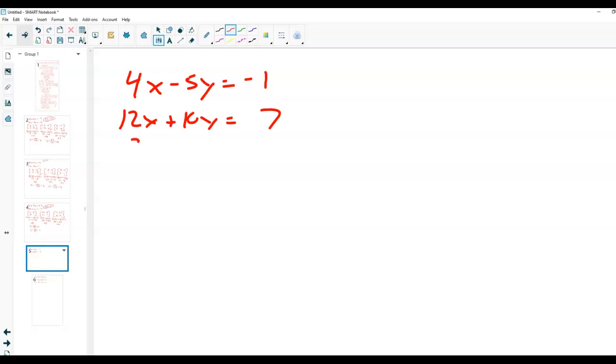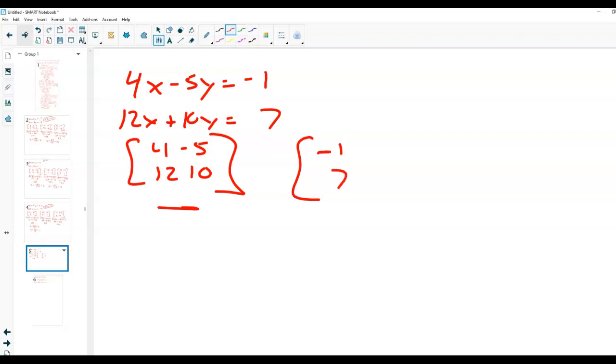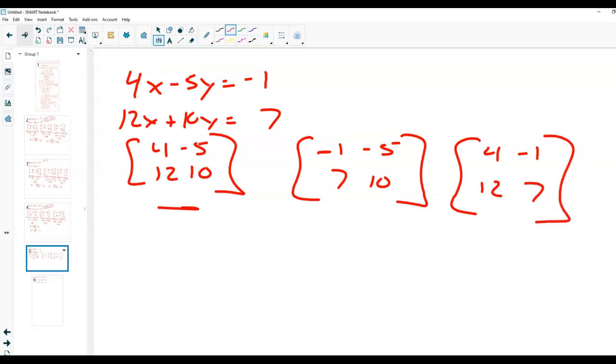This you'll get a fractional answer. 4, negative 5, 12, 10. Subtract. Replace the 4 and 12, so it's negative 1, 7 for that first column, negative 5 and 10. 4 and 12 stays. I replace the y's with negative 1, 7. Now I put my subtraction signs down.